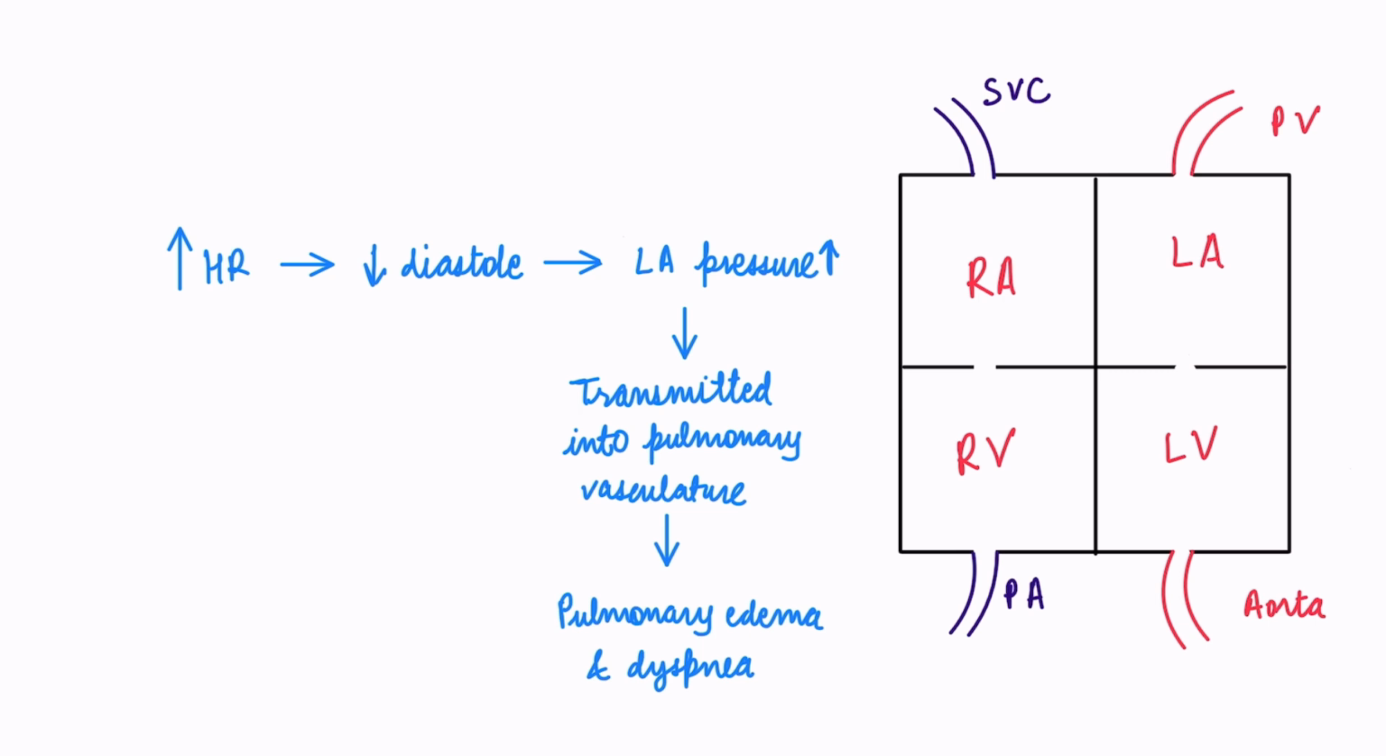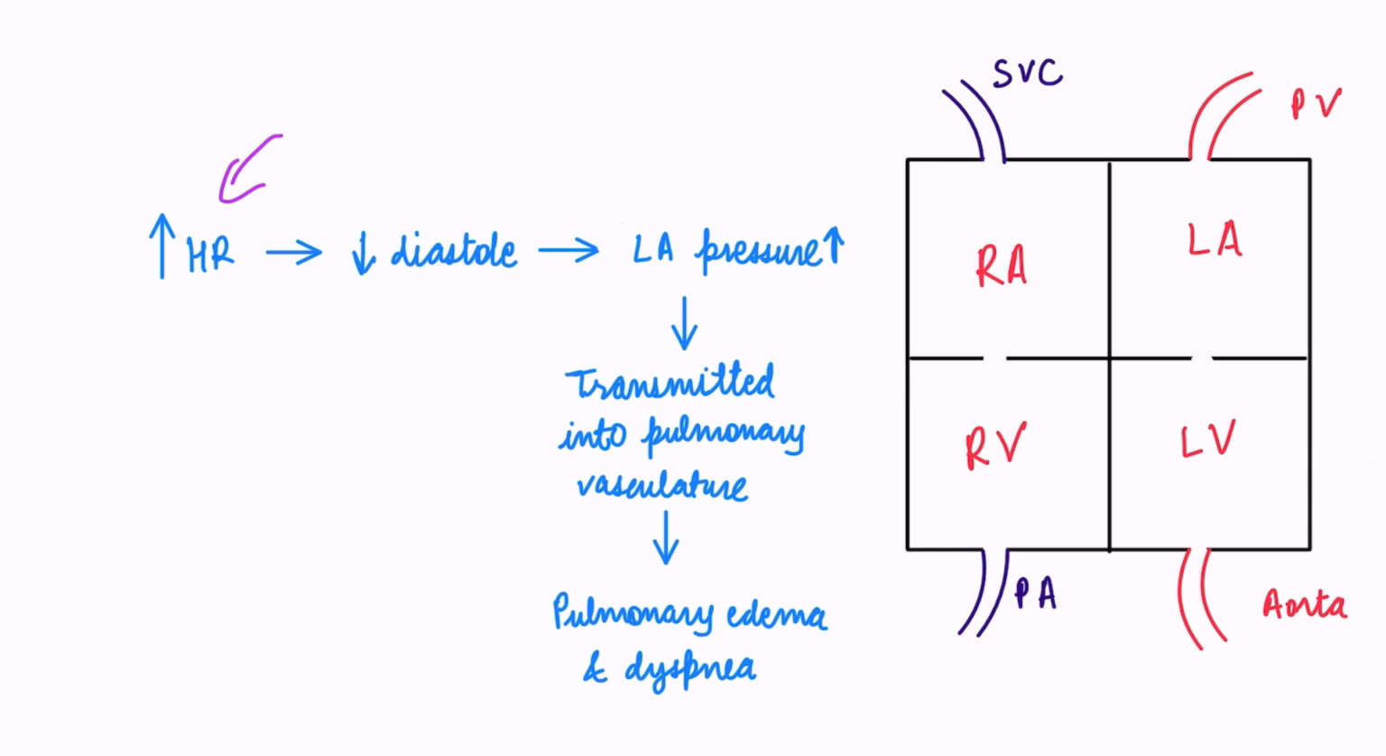But let's say one day the person who is having this mitral stenosis suffers from fever or he is doing some exercise due to which there is an increase in the heart rate. Now what will happen is as the heart rate increases, the duration of cardiac cycle has to decrease. Now when the duration of cardiac cycle decreases, there is a decrease in the diastole duration. Now as you all know, 70% of filling of blood into the left ventricle is done by left atrium during the phase of diastole.